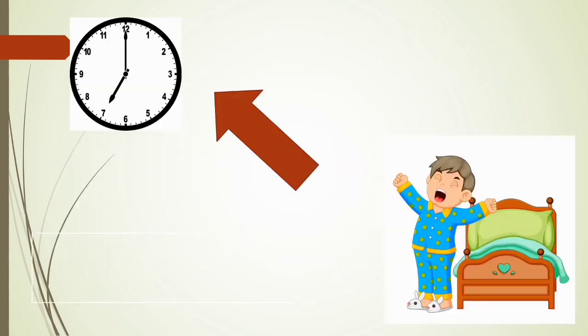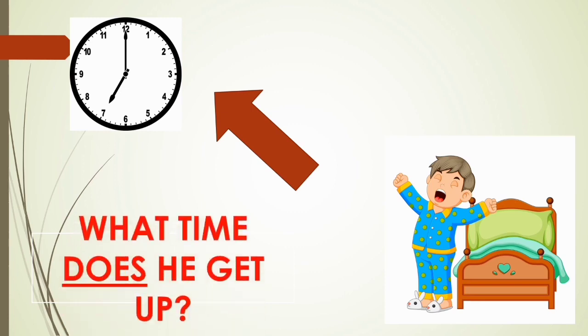Okay, let's check if you already know how to tell the time. I prepared some questions and I want you to answer me using the simple present tense third person. Are you ready? Okay, let's start. I want you to look at the pictures. What can you see? It's a clock and a boy who just woke up. Okay, the first question is, what time does he get up? Instead of do, we use does for the third person. Okay, again, what time does he get up? Okay, answer me completely.